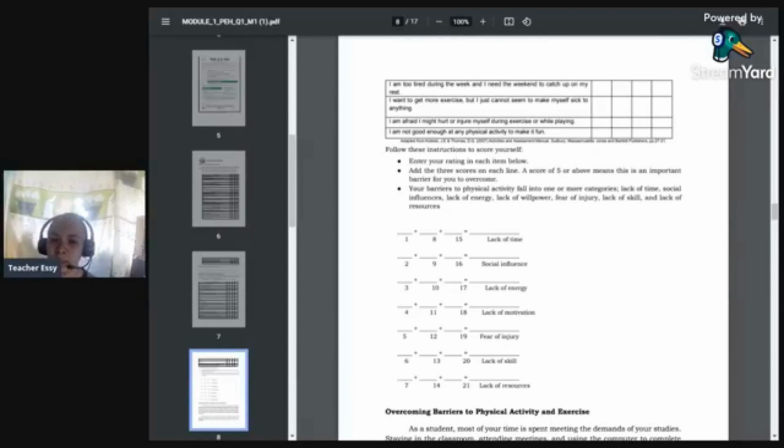Madali lang naman i-add, no? It's easy to add. Just 3, 2, 1. So I think you can do it fast. Next, you have to add number 4, number 11, number 18. And then you have to add number 5, number 12, and number 19. Next, you have to add number 6, number 13, and number 20. 3 plus 3 plus 3. It's easy. You can do it. And then last, you have to add number 7, number 14, and number 21.